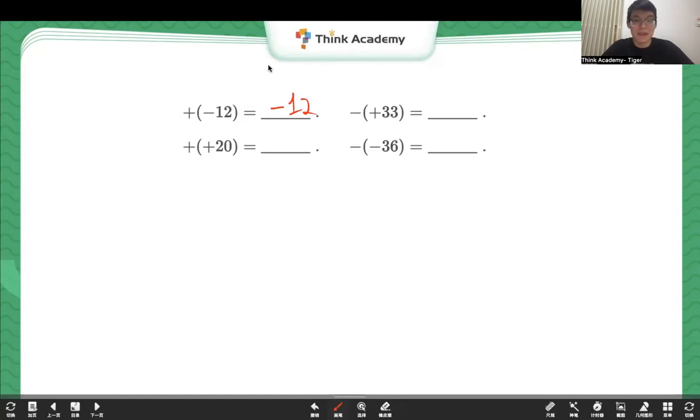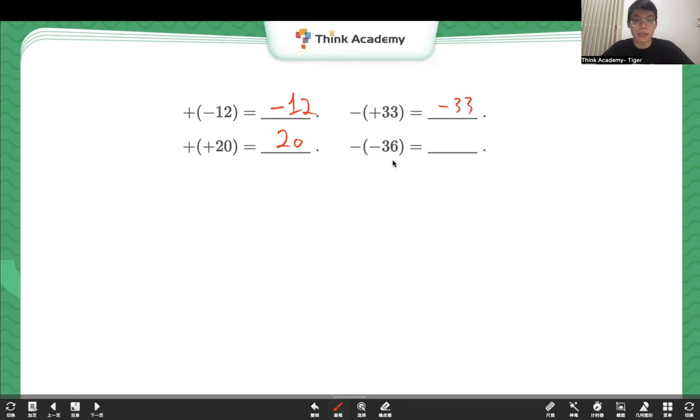That's okay, Helen. And yes, there are two same signs, so it's going to be a positive outcome. And what about minus plus 33? Are they two different signs or two same signs? Yes, different. Of course, they're different, right? So two different signs will give me a negative outcome.